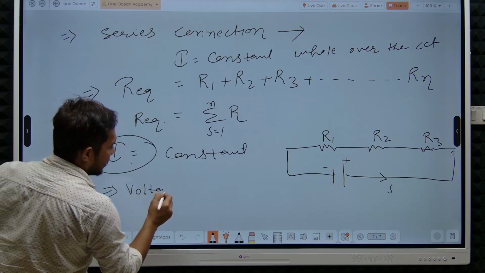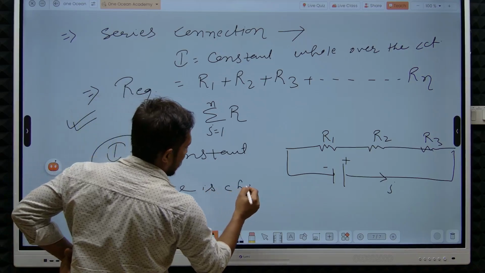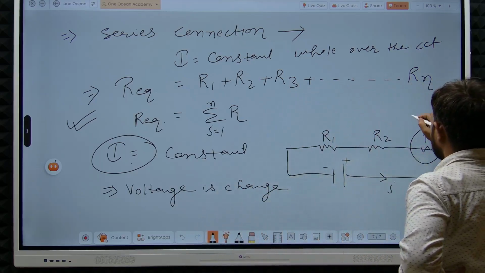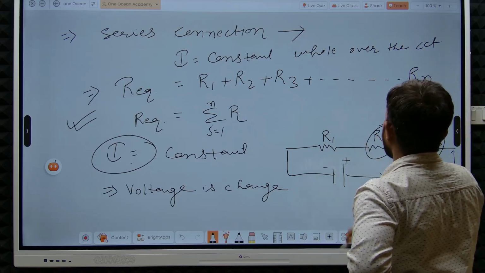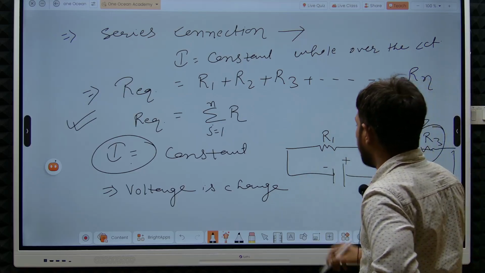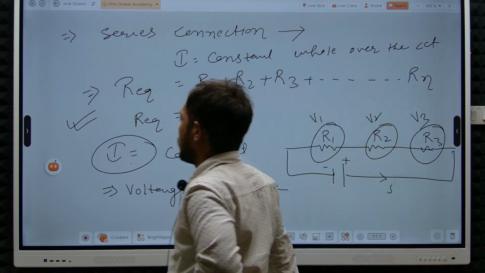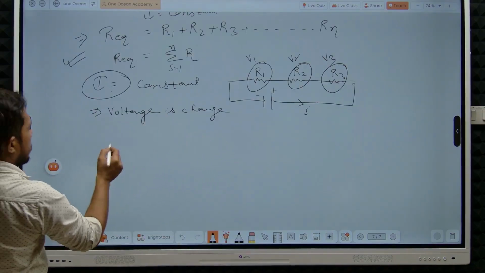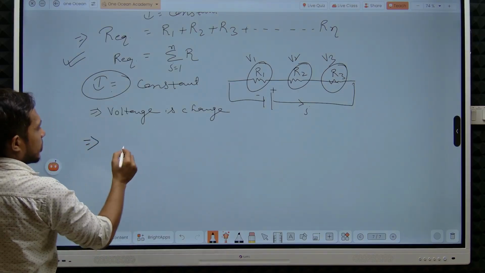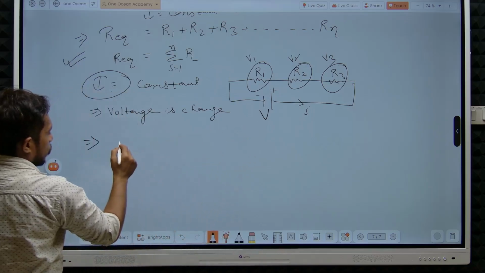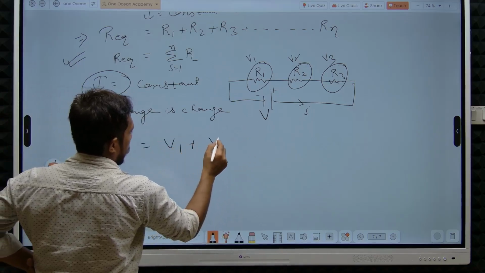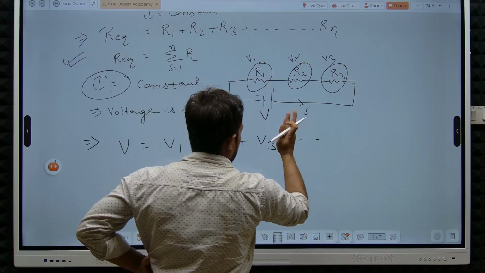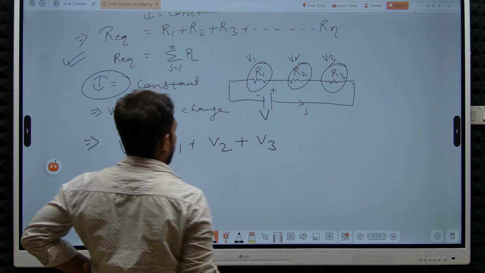So voltage is changed in series connection. When we talk about R3, let us say the voltage here is V3. When we talk about R2, let us say the voltage here is V2. When we talk about R1, similarly it becomes V1. Now, according to the summation of the voltage, let us say the total is V. So V becomes V1 plus V2 plus V3, taking only three resistors.